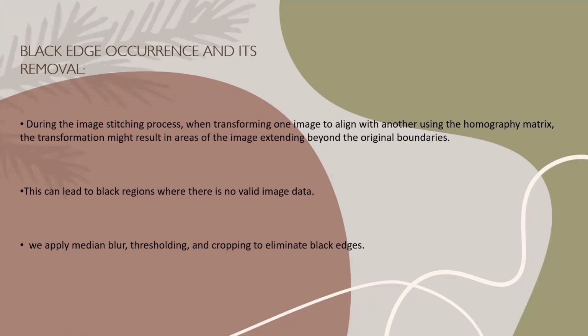After this image stitching process, we face some issues like black edge occurrence. The main reason behind this is that during the image stitching process, when transforming one image to align with another using the homography matrix, the transformation might result in areas of the image extending beyond the original boundaries. This is the main reason why black edges occur, and we can remove this by applying median blur, thresholding, and cropping, etc. Now Himanshu will take over after this.